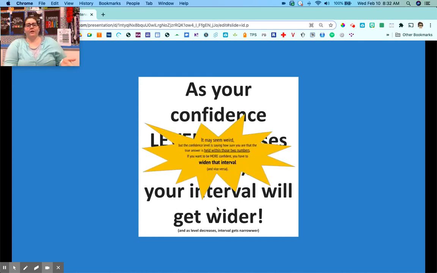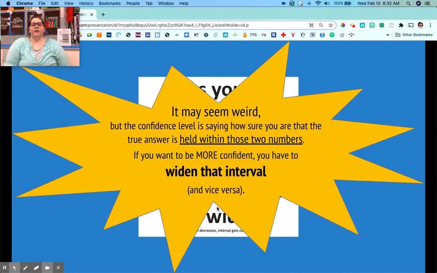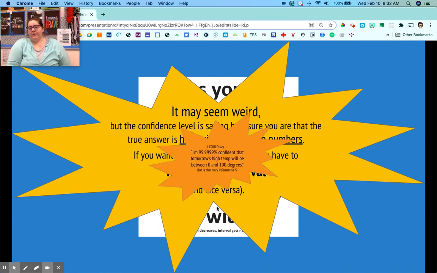That can sometimes feel a little bit backwards or weird, but the confidence level is saying how sure you are that your true answer, that the true whatever, proportion, mean, whatever, is held within those two numbers. If we want to be more confident in our answer, we want to be more confident that our interval actually includes the answer, we have to widen the interval, and vice versa.